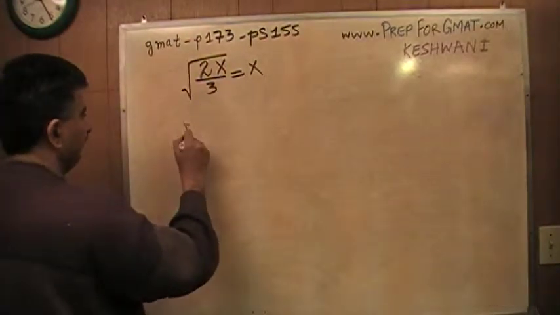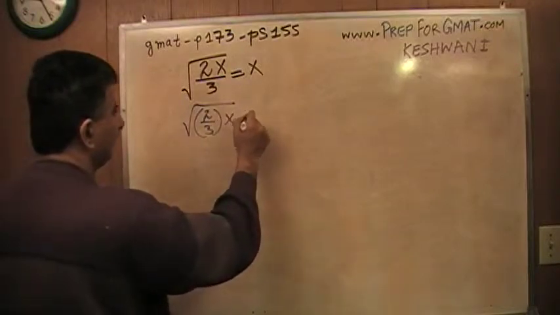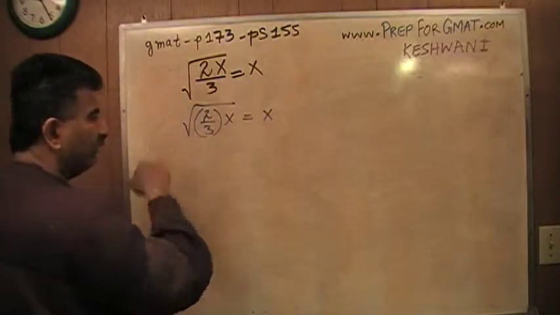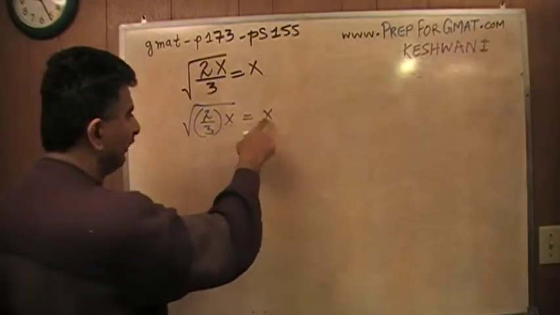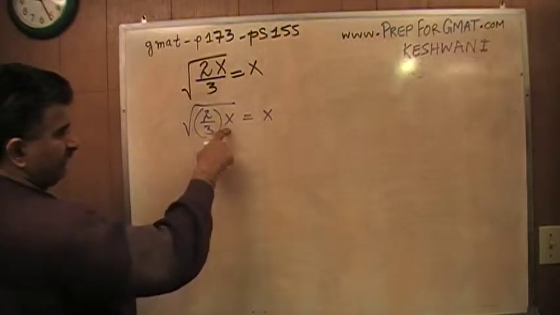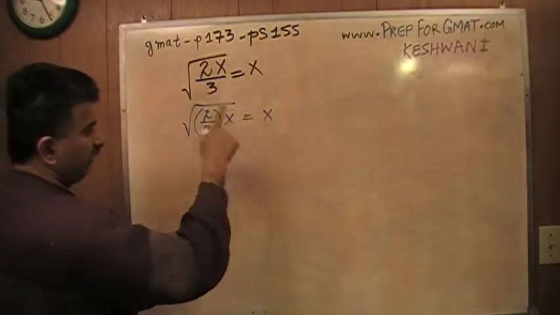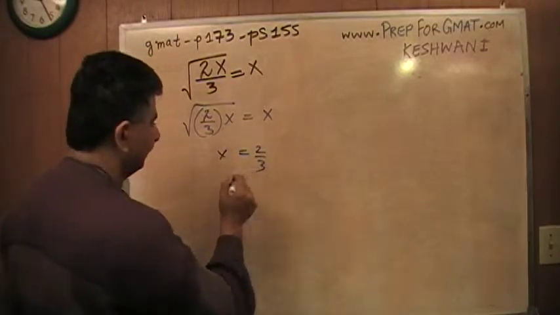Here what we have is the square root of 2/3 times x equals x. This x would have to be 2/3, because 2/3 times 2/3 is going to get you back to 2/3. If this number has to be the same as that number, then this number has to be the same as that, because the product of the two same numbers will give us back the x. X equals 2/3. That's all.